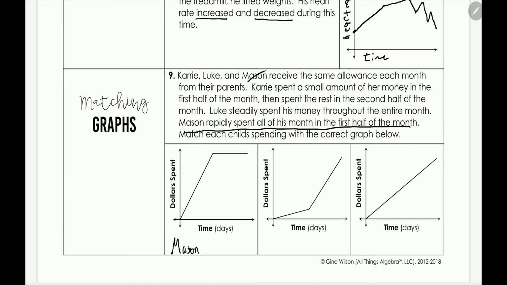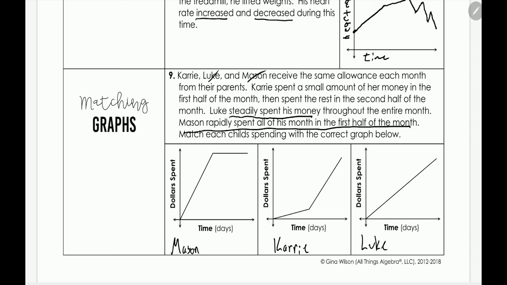Now we have, let's say, Luke. Okay? It says that Luke steadily spent his money. So the steadiest looking graph would be the one that has the straightest continuous line. And that would be the third one. So I can definitely say that this is Luke. So we're done with Luke. And that means that Carrie has to be the middle one. But let's make sure that we guessed with the first one right.